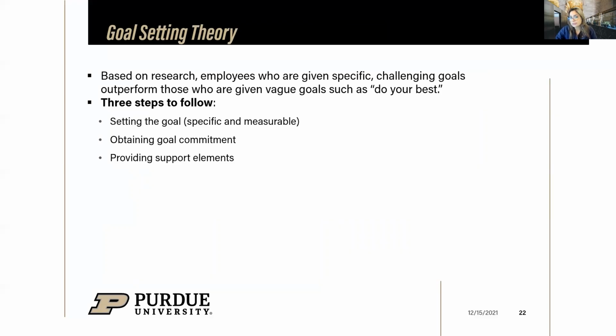Moving on to the goal-setting theory. Locke and Latham's goal-setting theory details 5 principles that support the creation of effective and motivating goals. These are clarity, challenge, acceptance, feedback, and complexity. There are 3 steps in this goal-setting theory. First of all is setting the goal, which is specific and measurable, then obtaining the goal commitment, and the last one is providing the support elements.